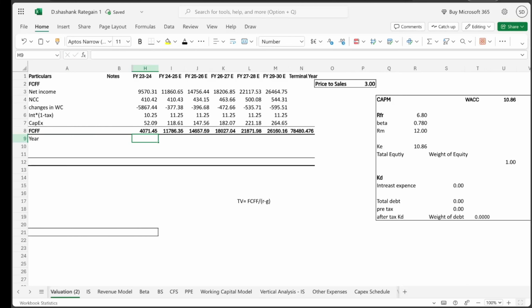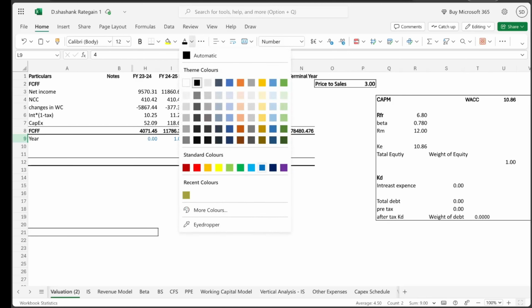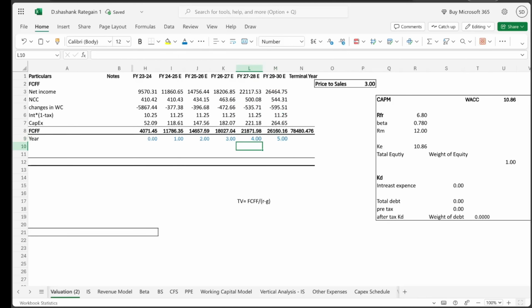So this is year 0. This is year 1, year 2, 3, 4, and 5, right? Oh, why didn't this color change? One sec. Right. So WACC is how much? 10.86%.